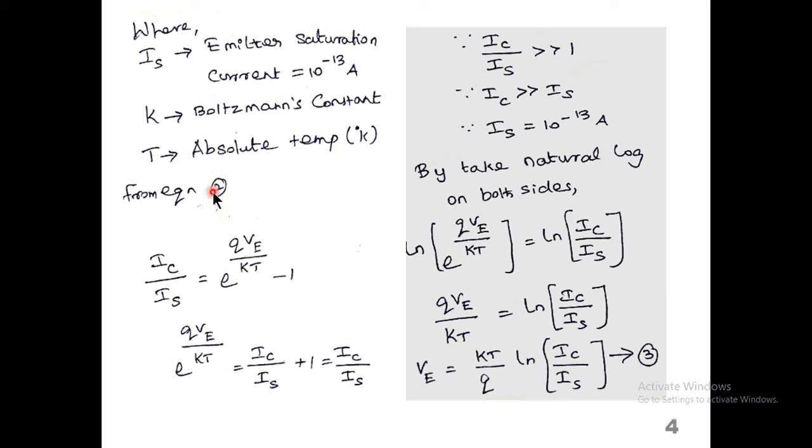From equation number 2, we have the IC by IS ratio equal to exponential of QVE divided by KT minus 1. Here some approximation is assumed: IC by IS is much greater than 1, so IC is much greater than IS, which is on the order of 10 power minus 13 ampere. By taking the natural log on both sides of the above equation, we get the emitter voltage, VE equal to KT by Q ln of IC by IS, equation number 3.